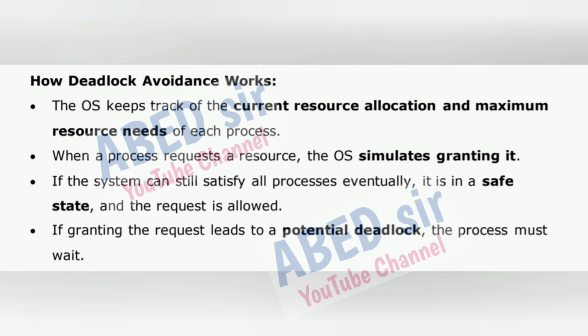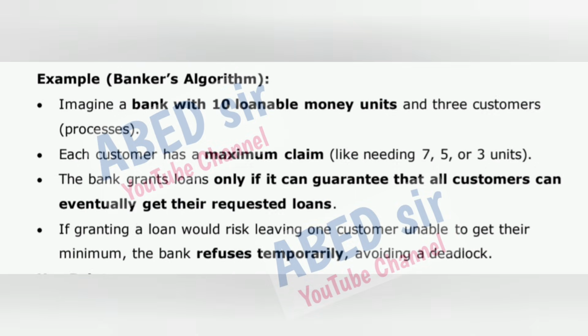How deadlock avoidance works. The OS keeps track of the current resource allocation and maximum resource needs of each process. When a process requests a resource, the OS simulates granting it. If the system can still satisfy all processes eventually, it is in a safe state and the request is allowed. If granting the request leads to a potential deadlock, the process must wait.